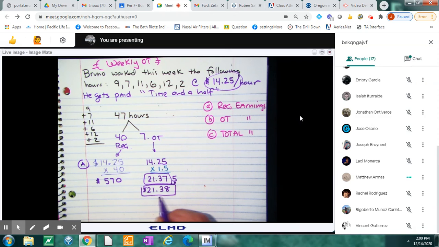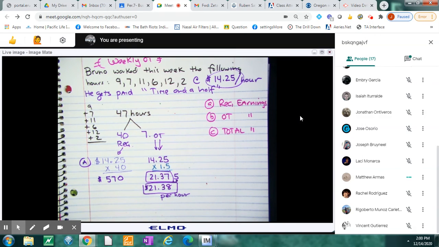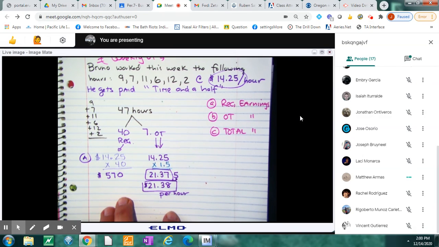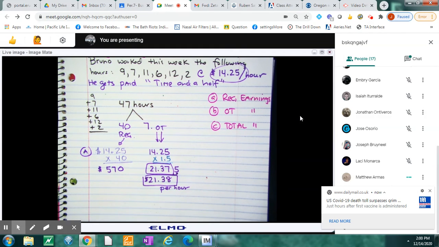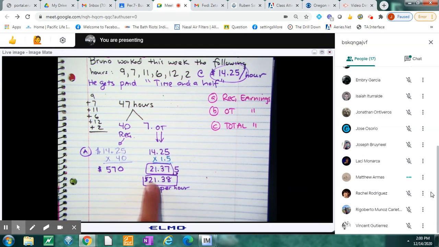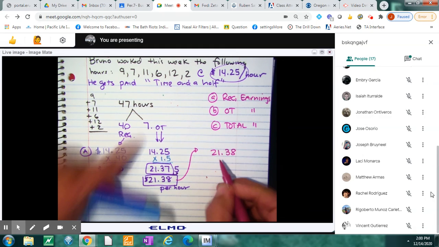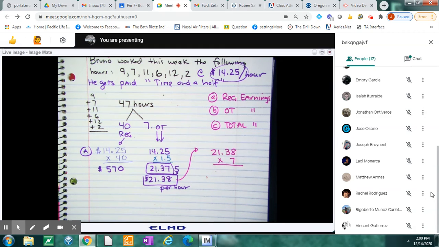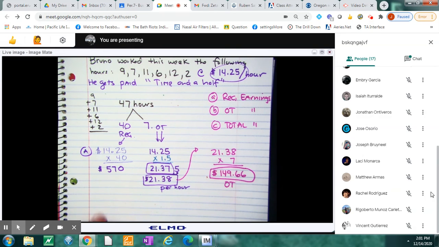Okay? Per hour. This is overtime. We're talking about overtime now. That's per hour. So how many hours did Bruno work for overtime? 7. So they're going to pay you $21.38 every hour. Right? So you're going to have to do what? Bring this up here. $21.38 times 7. See that? Times 7, which is, anybody? Drum roll. It's $149.66. It worked out nicely. This is your overtime. This is your regular.